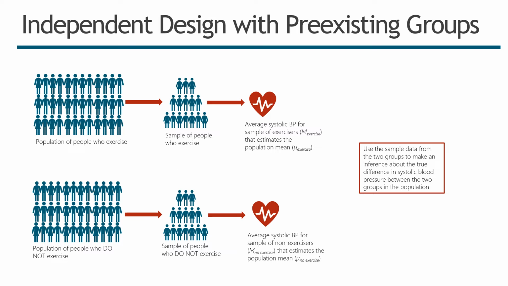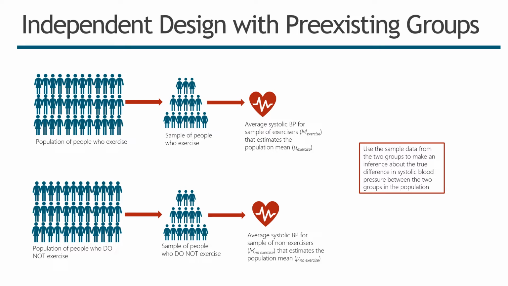Here we have an example of an independent measures design with pre-existing groups. So we're using this example where we have a population of people who exercise and another population of people who do not exercise. And so for our study, what we could do is take a random sample of people who exercise from that population, and then a different sample of people from the population of people who do not exercise. And then what we could do is measure a dependent variable.